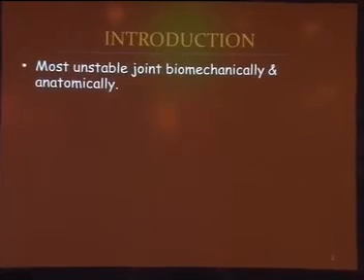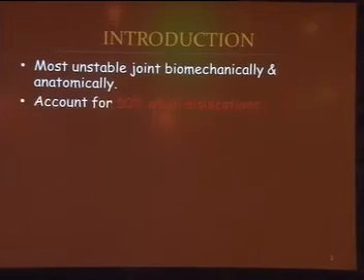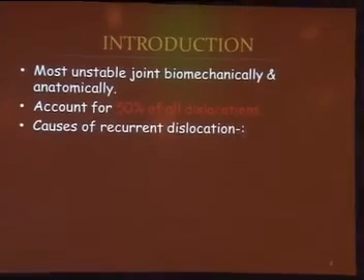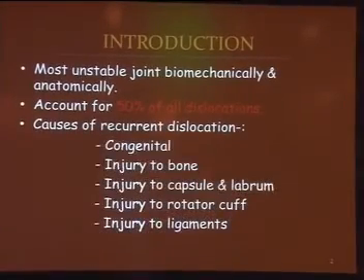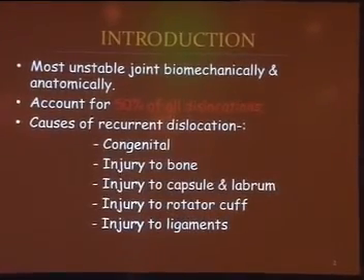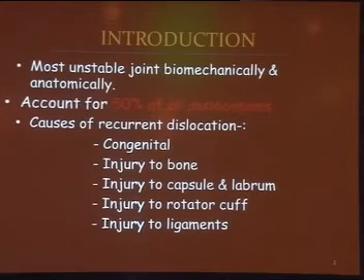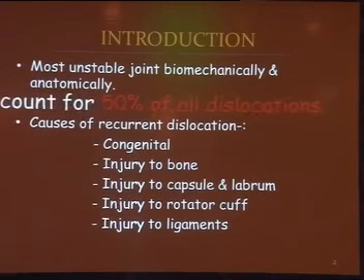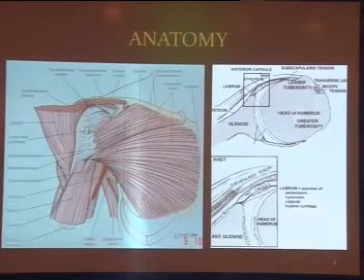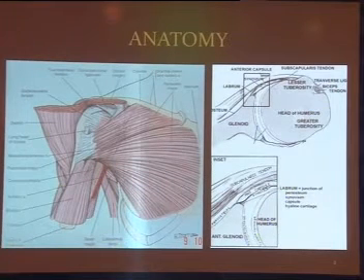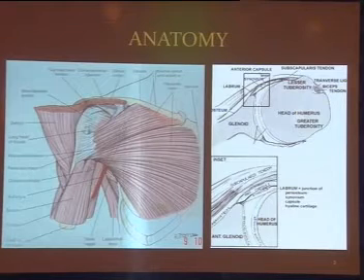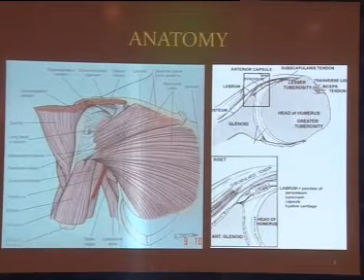The shoulder is the most unstable joint biomechanically and anatomically, and accounts for almost 50% of all the dislocations. The cause of recurrent dislocation may be congenital, or injury to the bone, capsule or labrum, rotator cuff, or the ligaments. So it accounts for more than 50% of all the dislocations occurring in the body. This is the brief anatomy of the shoulder joint, showing how the rotator cuff blends around the joint and maintains the stability along with the coverage by the deltoid.